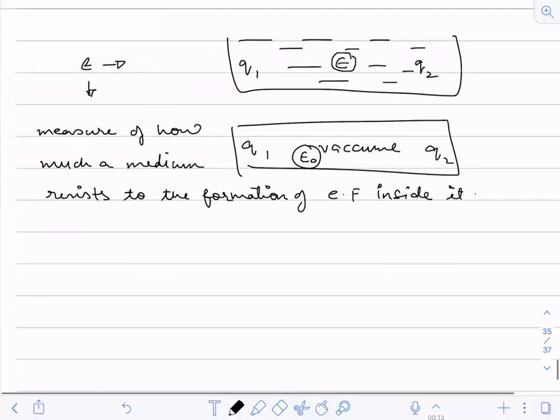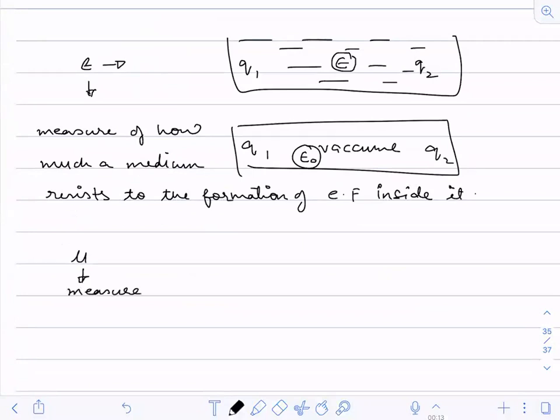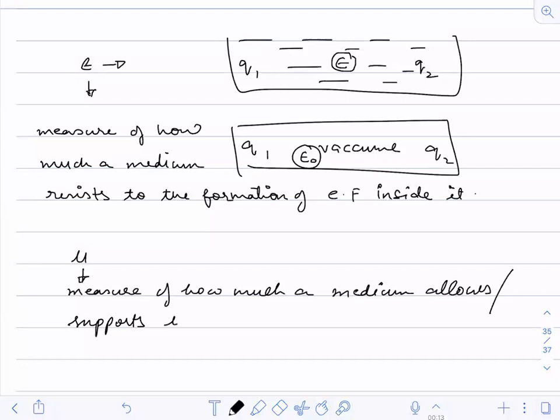Now if I take the mu value, mu is just the opposite of this. Mu gives you the measure of how much a medium allows or supports the formation of a magnetic field.